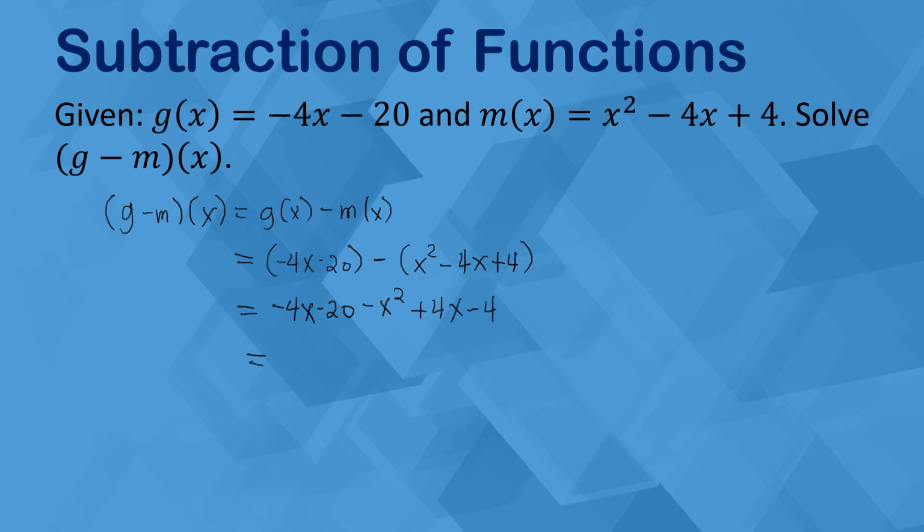Then we combine like terms. We shall have then negative x squared. Okay, you always start with the coefficient of the variable with the highest exponent. Negative x squared. We have here negative 4x plus 4x, that's 0. Negative 20 minus 4 is negative 24. So the difference of g and m is negative x squared minus 24. For the domain of g minus m, that is still the set of all real numbers.